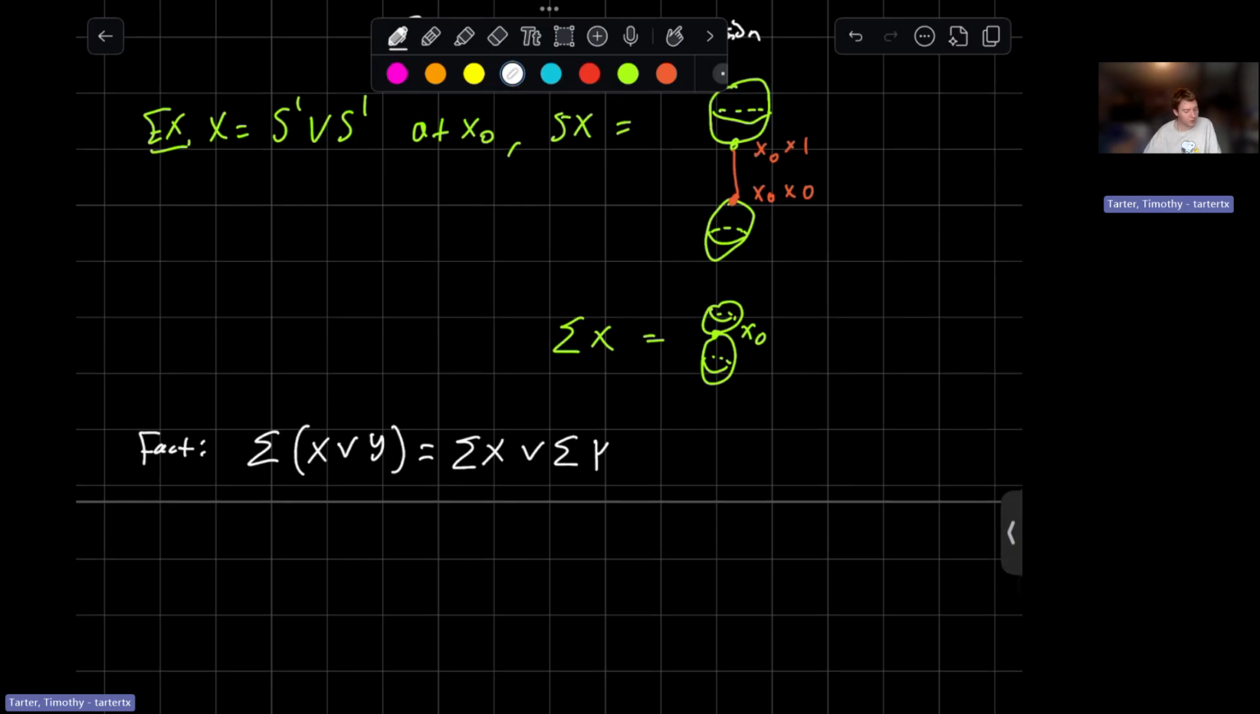The CW structure of the reduced suspension is easier to understand than the general suspension. In the general suspension, there are two zero cells, the two suspension points, and an n+1 cell for each n cell e to the n of x. Whereas in the reduced suspension, there is a single zero cell and just one n+1 cell for each n cell of x other than the zero cell, x naught.